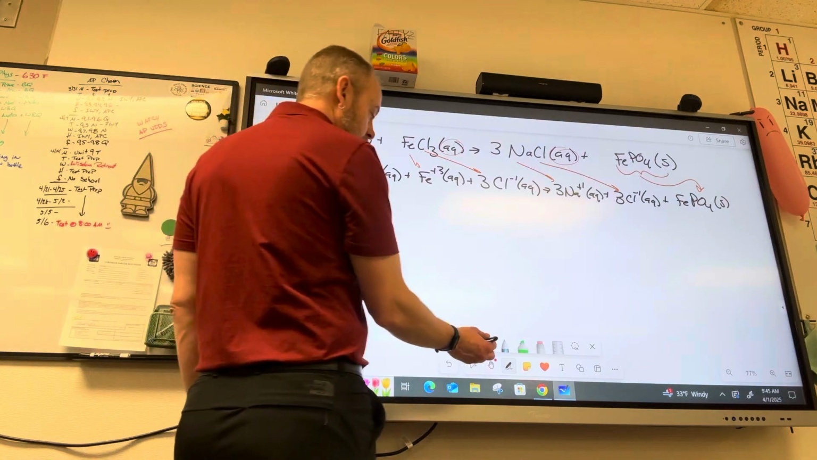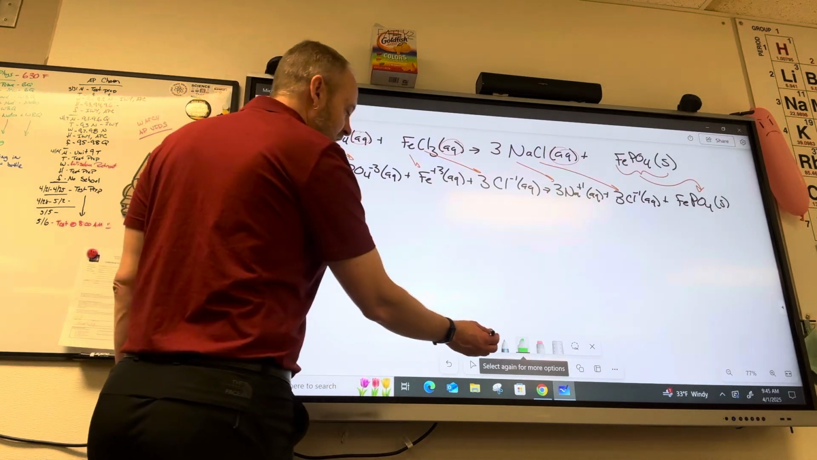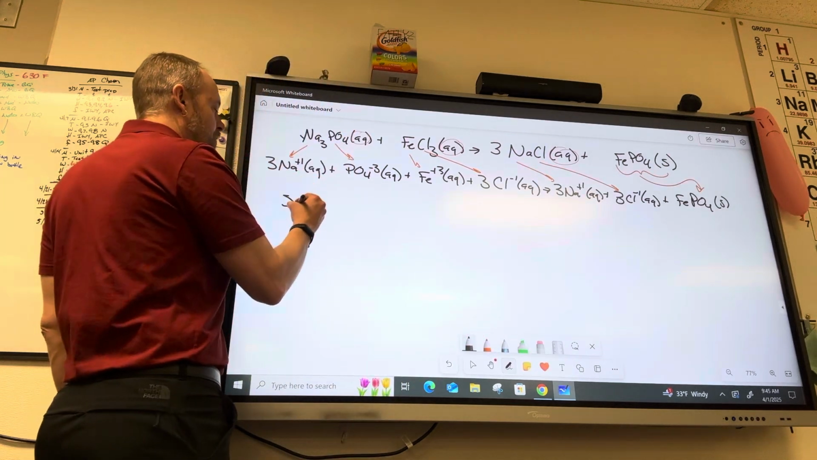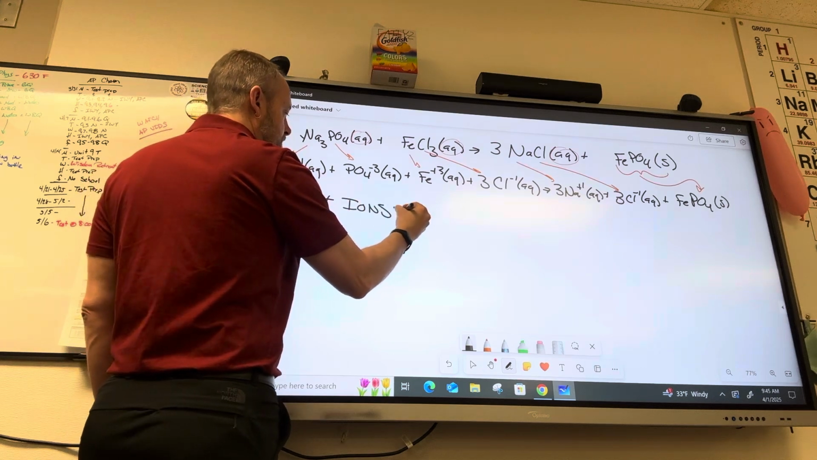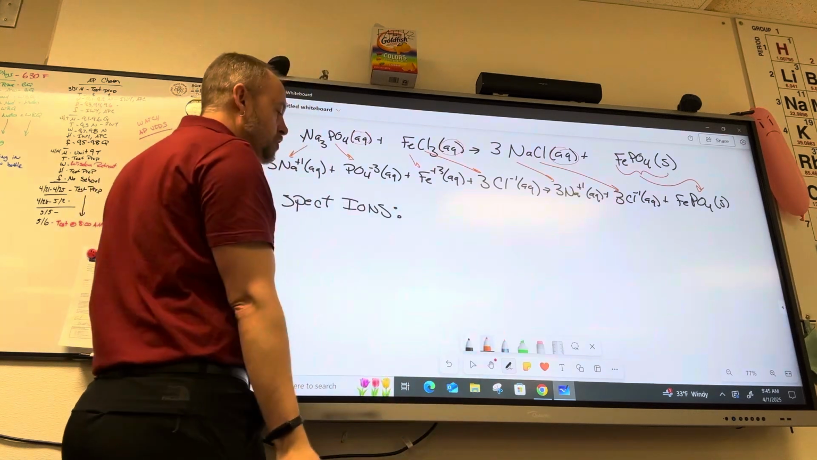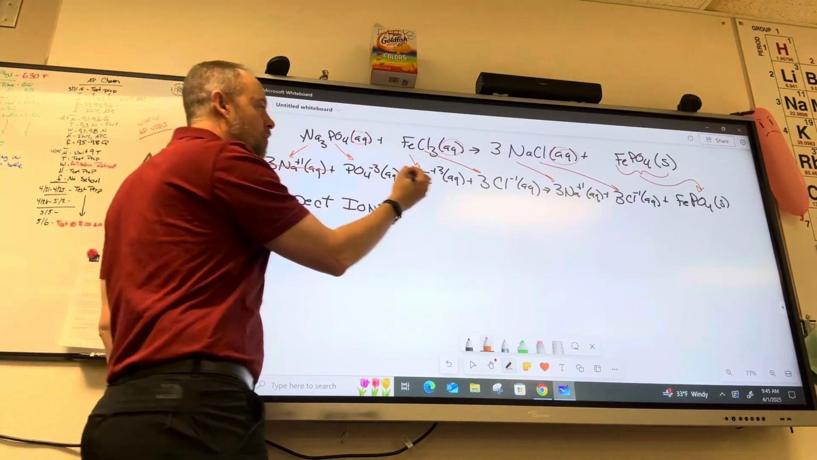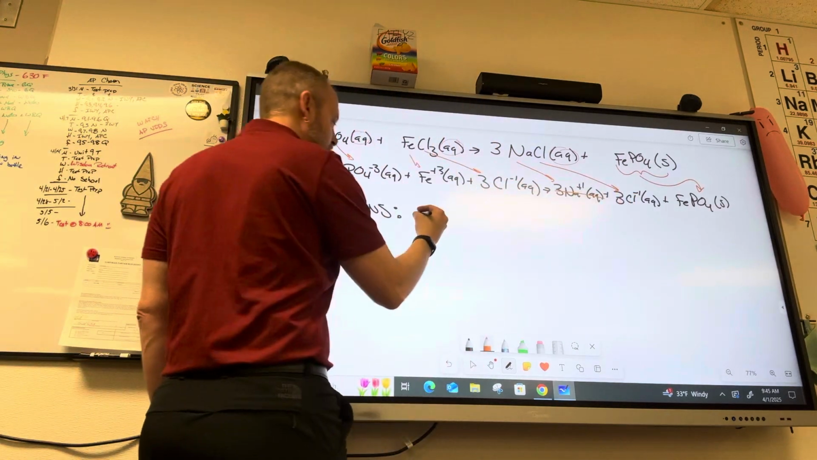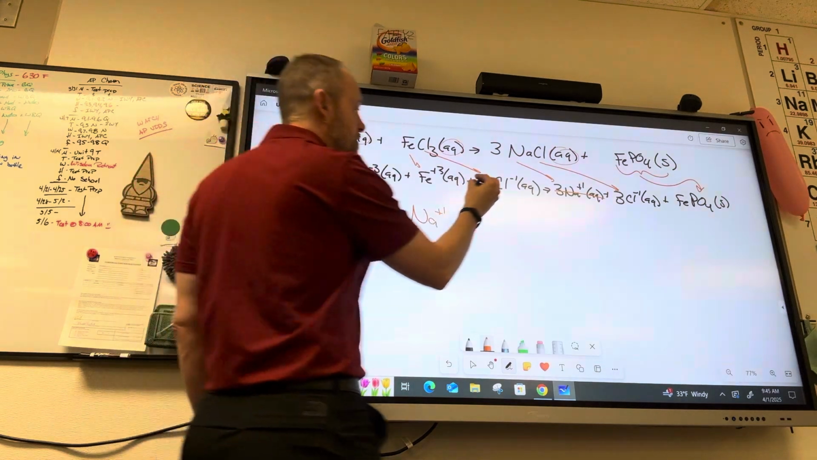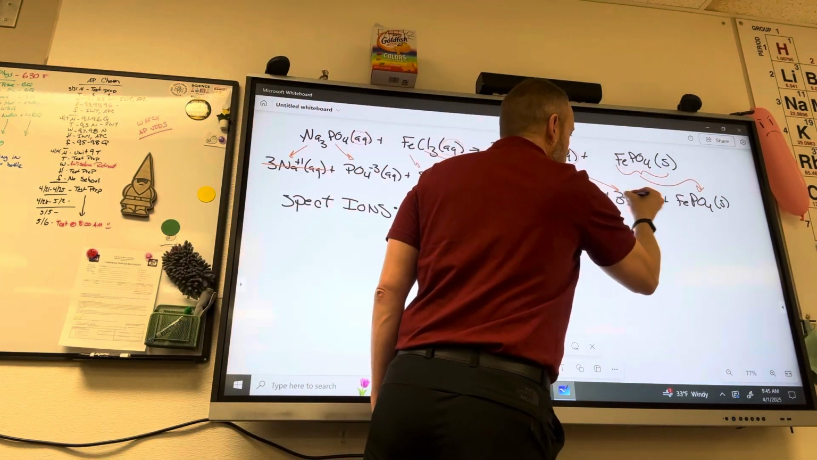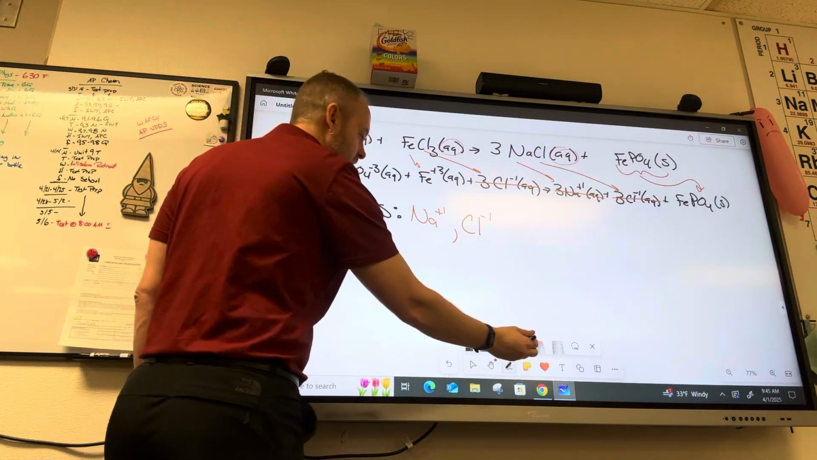Now, net ionic. We need to figure that out. Well, one thing you can do before we even do that is figure out your spectator ions. Sometimes I ask for them, sometimes I don't. So I'm going to say, what are the spectator ions? Well, we go through and cross out whatever's aqueous on both sides. 3 Na aqueous on both sides, so one of them is going to be an Na plus 1, and the other one is going to be 3 Cl aqueous. So there's my spectator ions.